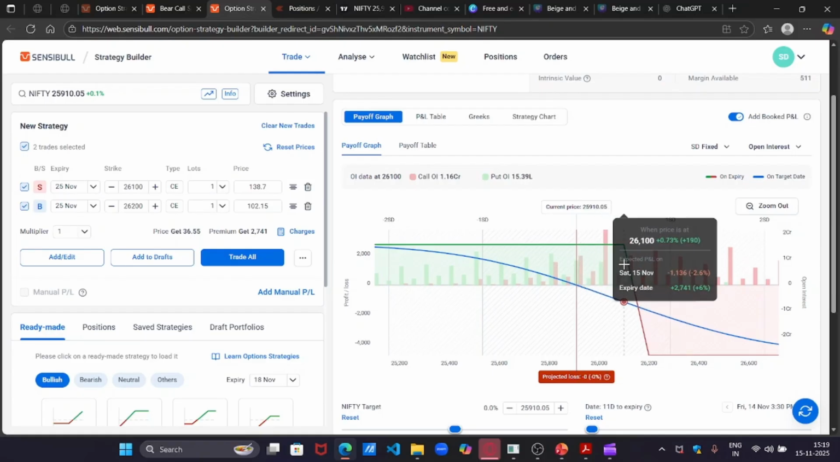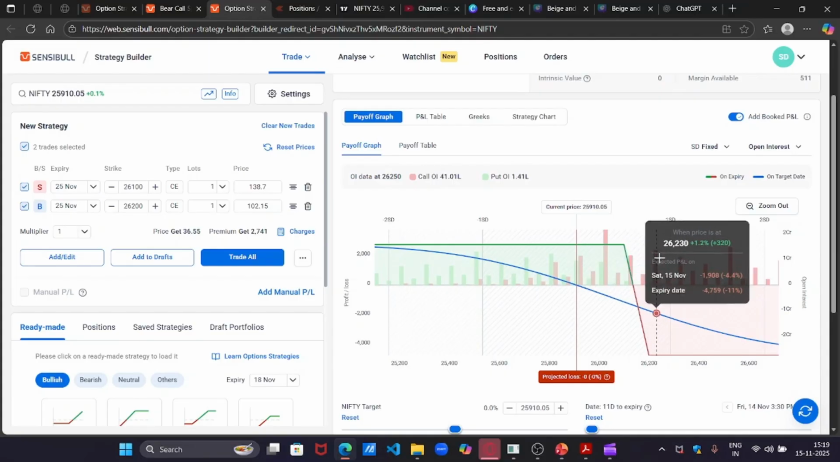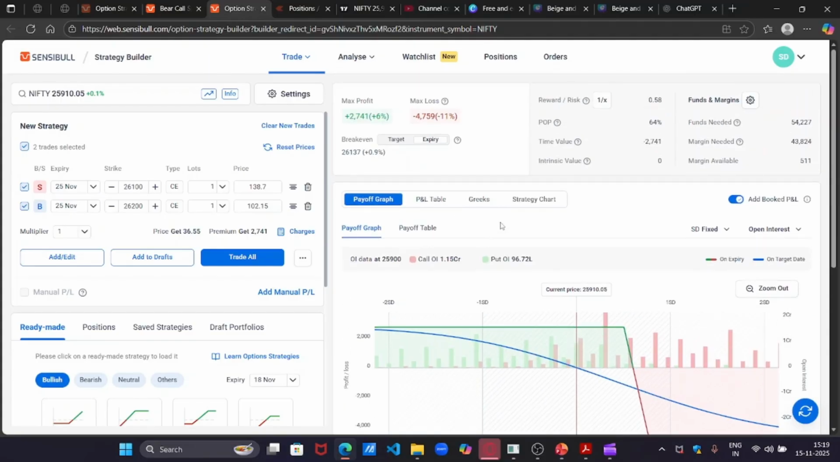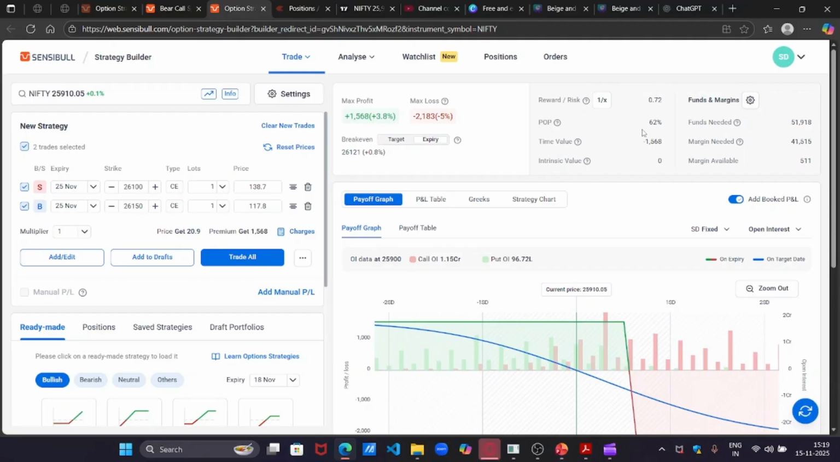See, you are on the safer side. And the probability of profit in this trade is 64%. The probability is also high, more than 50%. And if you come closer to this, you see 62%, and the maximum loss has decreased to 5%, and maximum profit is 3.8%. So there are more chances of you making profit.